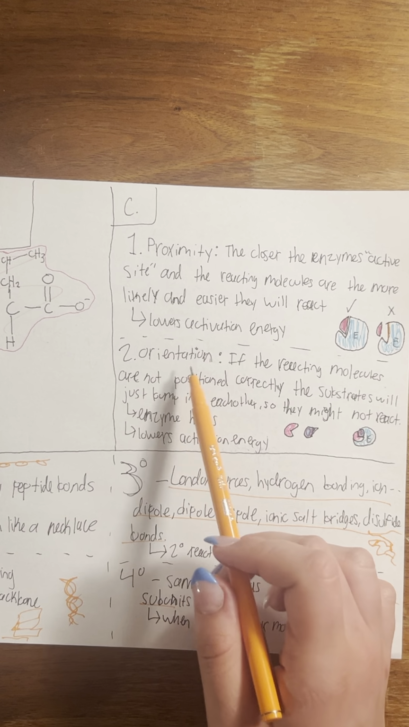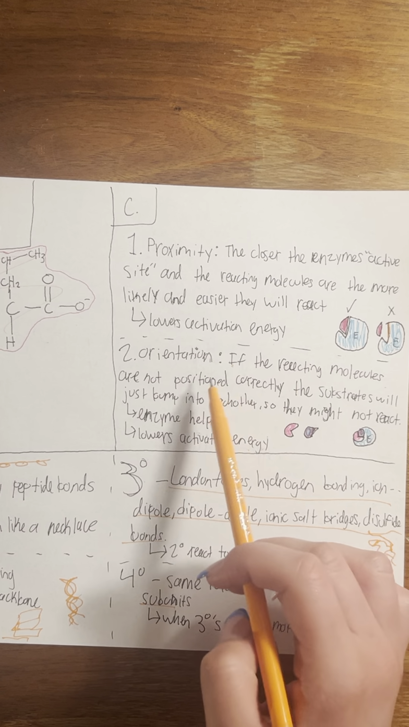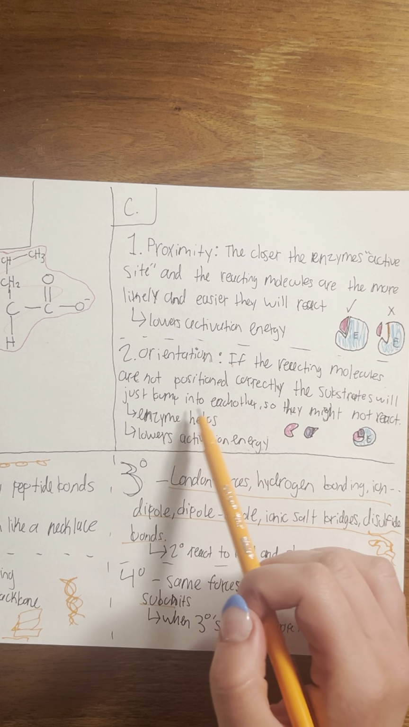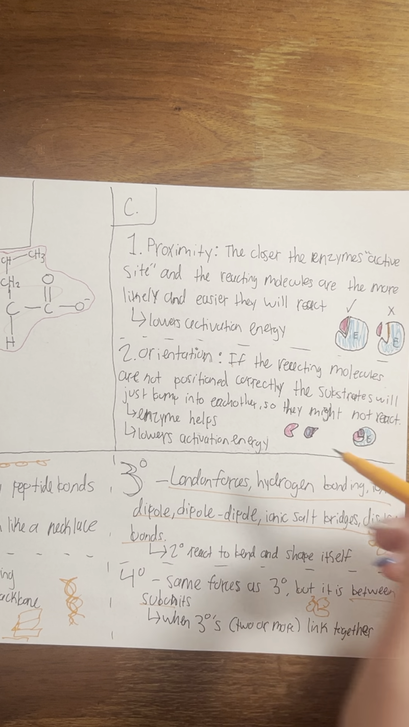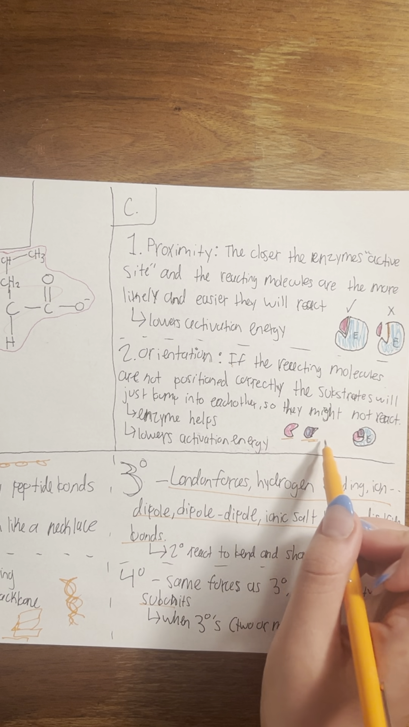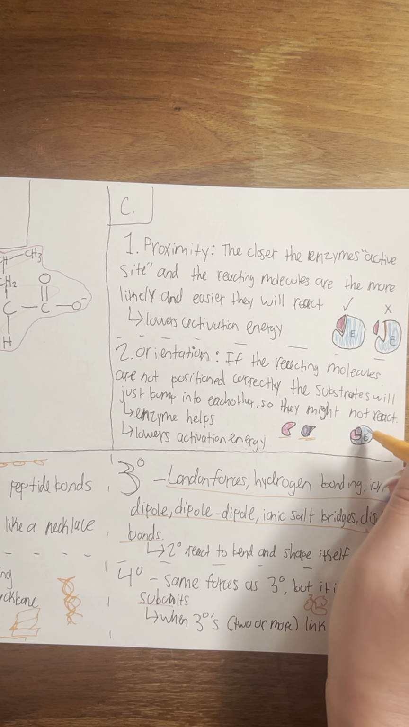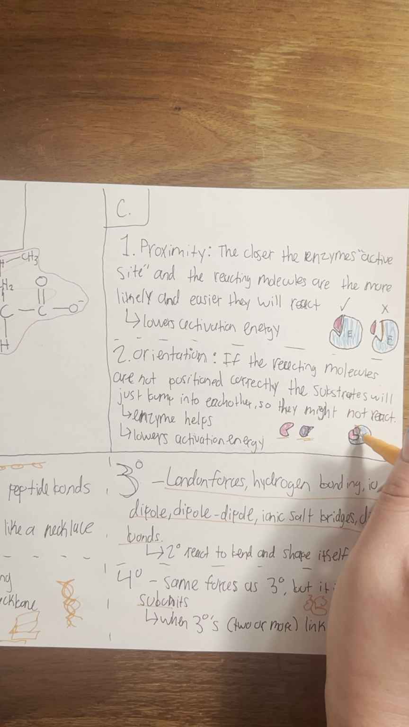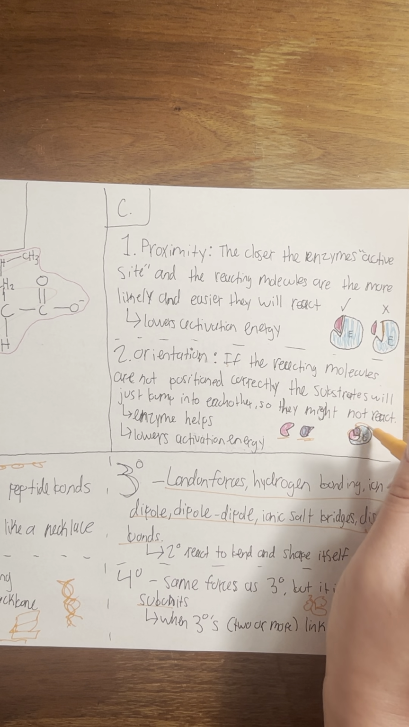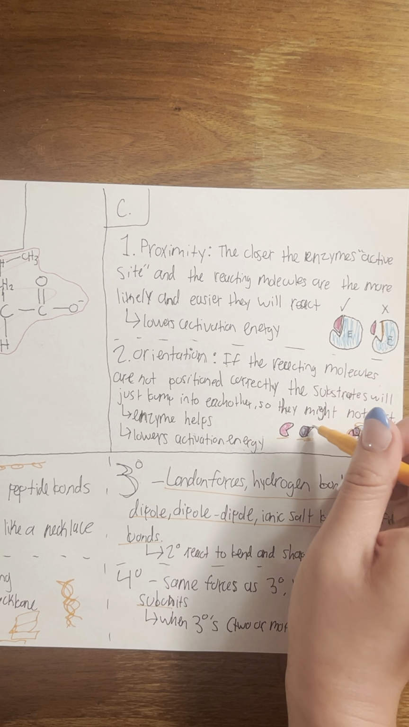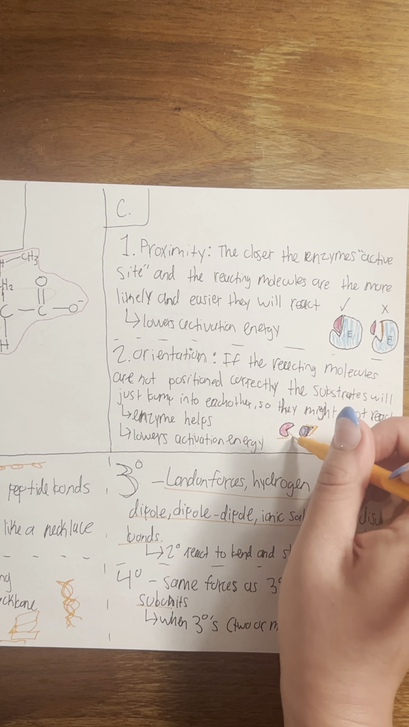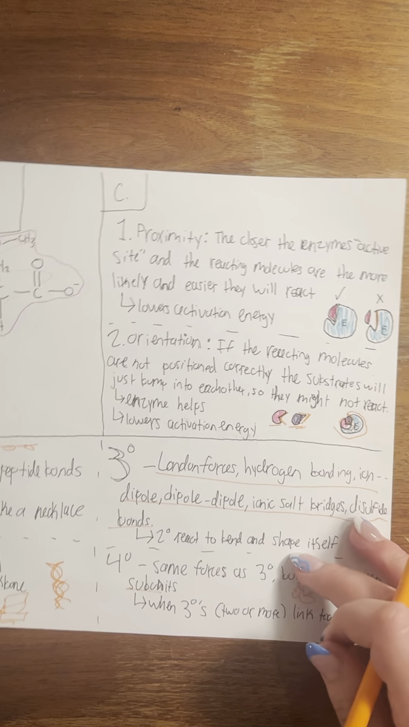Okay, number 2 is orientation. If the reacting molecules are not positioned correctly, the substrates will just bump into each other, so they might not react. So here's our 2 things that need to react with each other, and it lowers activation energy. The enzyme helps because they get positioned into their correct little spots in the enzyme, just right here. So then this part of it can go into that part, like a little puzzle.